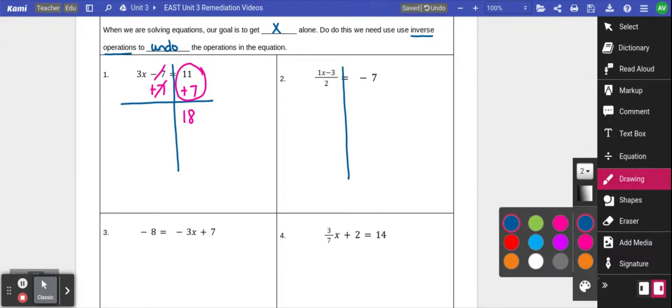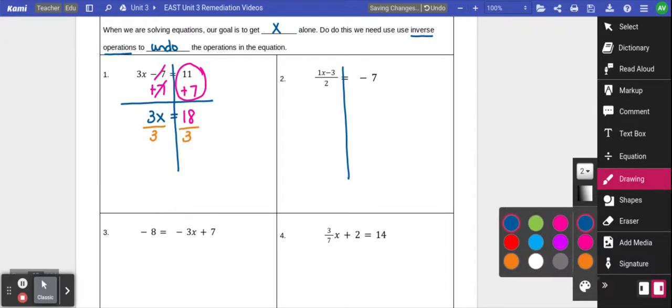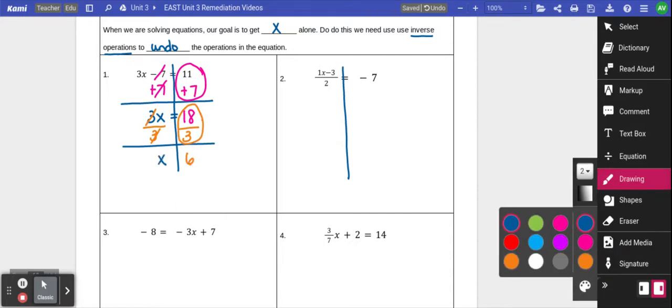Now I'm going to take this 3x and just drop it down, and then I'm going to work on getting rid of that 3. In order to undo 3 times x, which is what 3x means, I'm going to divide by 3 on both sides of the equation. Then that multiplication and the division are going to cancel, and 18 divided by 3 makes 6. So my new equation is going to say x equals 6, and now I'm done because I've got x by itself.